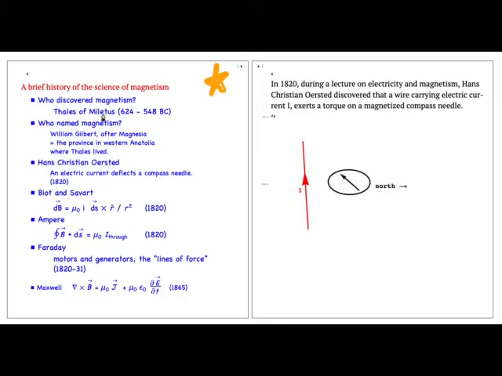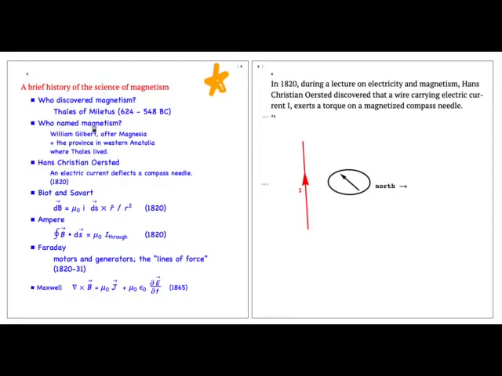How? Well, he observed that certain iron ores exert forces on iron objects. Those iron ores are called lodestones. The iron ore is called magnetite, and the rocks are called lodestones. And a lodestone exerted a force on iron objects, and Thales described that force.